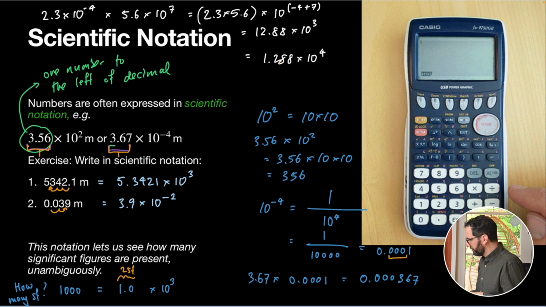Okay, so scientific notation expresses everything in a very standard way, helps us be clear about significant figures, and it also lets us talk about really big and really small numbers without having to write a whole bunch of decimal points like this one here.